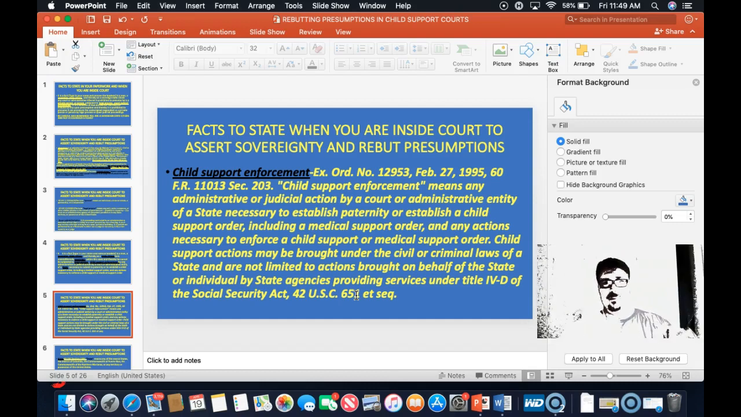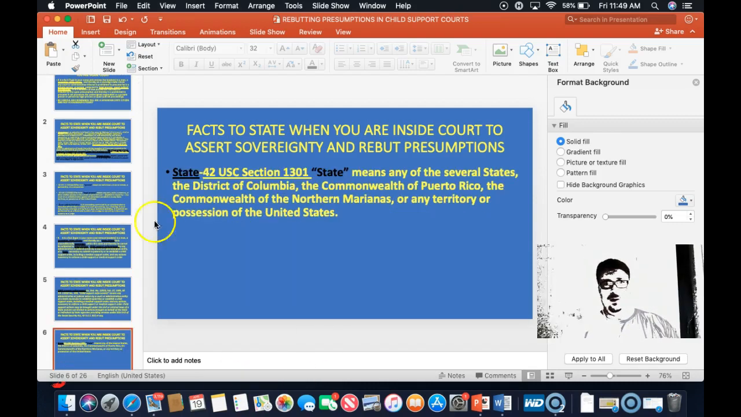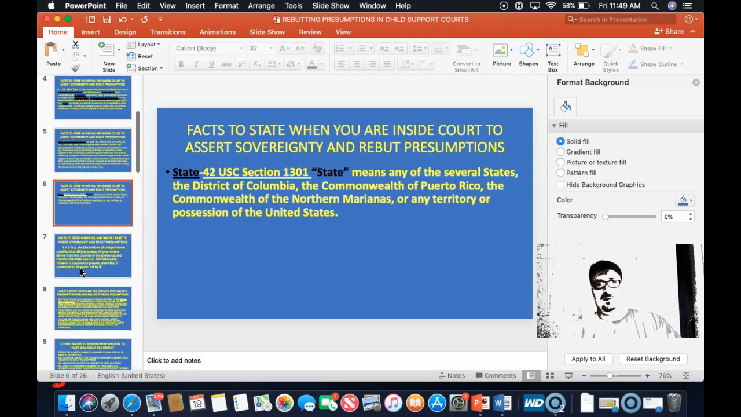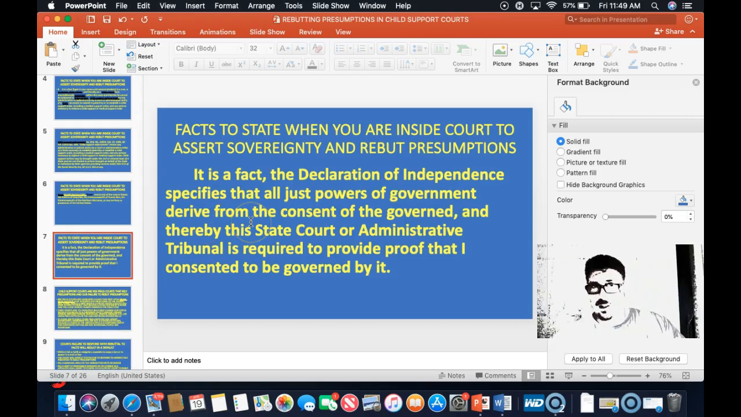All right, but remember, state means any of the several states, the District of Columbia, the Commonwealth of Puerto Rico. Right, that's the state. We don't live in this. That's a federal territory. We live in a state, the land state. So that means they have no authority to prosecute you under their child support laws. Okay, here's another thing. It is a fact that the Declaration of Independence specifies that all just powers of government derive from the consent of the governed. So in other words, you cannot be governed until you give consent.